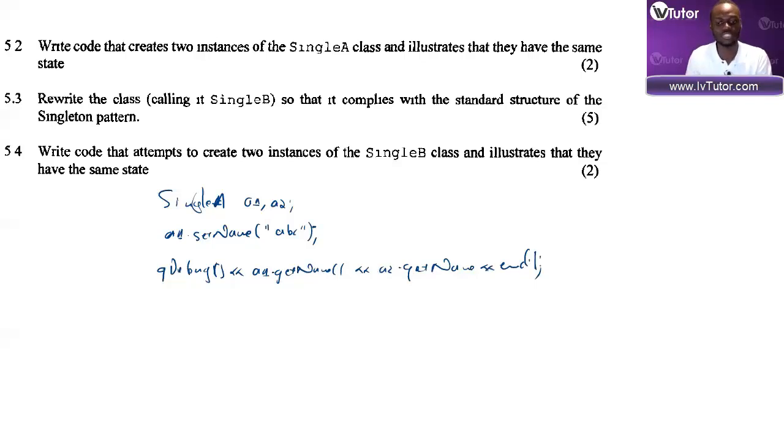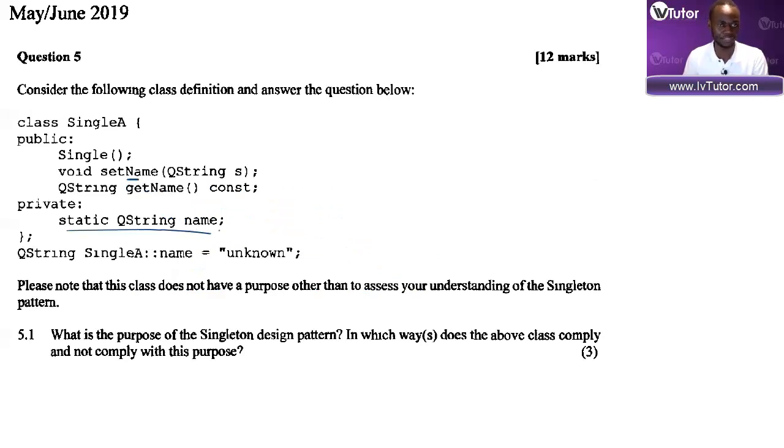It doesn't matter that you set name using A1. If you say get name on A2, you would get the same value because it's a static variable. It's shared across instances. In other words, both A1 and A2 are using the same name instance, which is the one that was declared here. It sits outside the instance, okay?